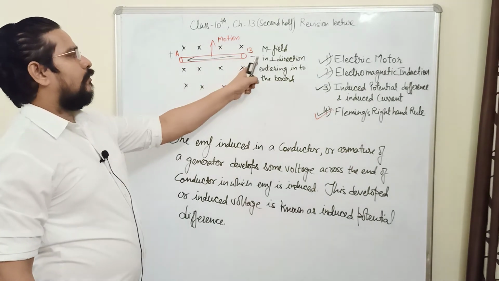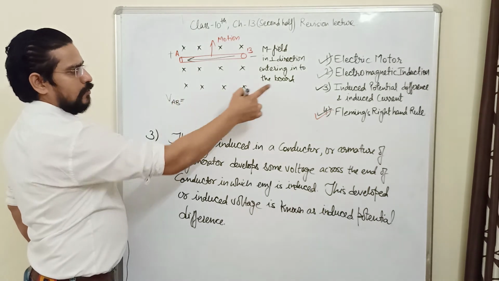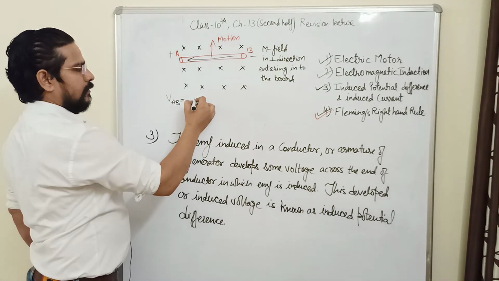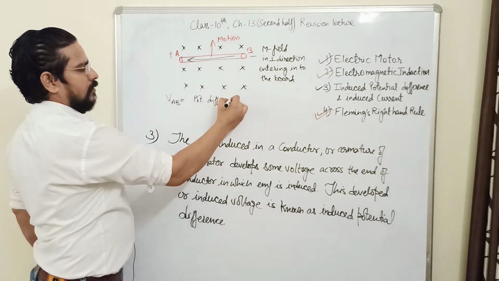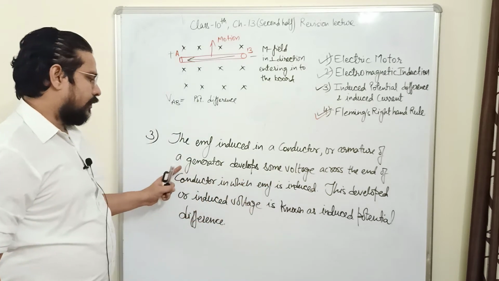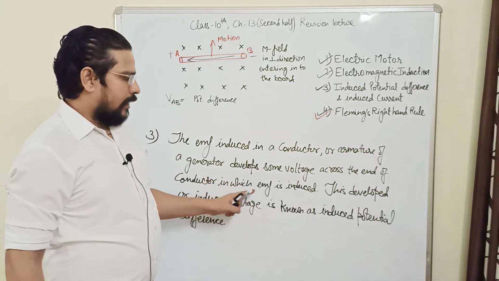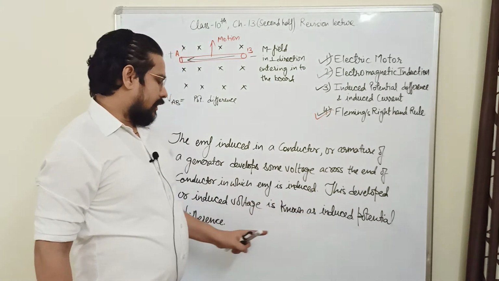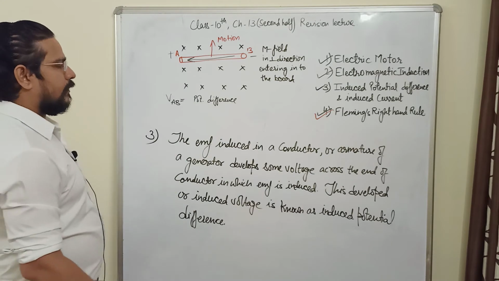So that value of voltage VAB is known as induced potential difference, as we just discussed. The EMF induced in a conductor or armature of a generator develops some voltage across the end of the conductor in which EMF is induced. This developed or induced voltage is known as induced potential difference.